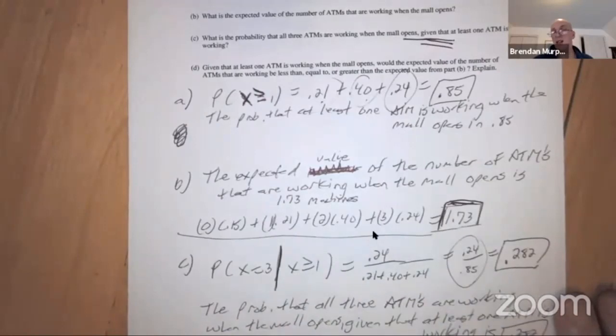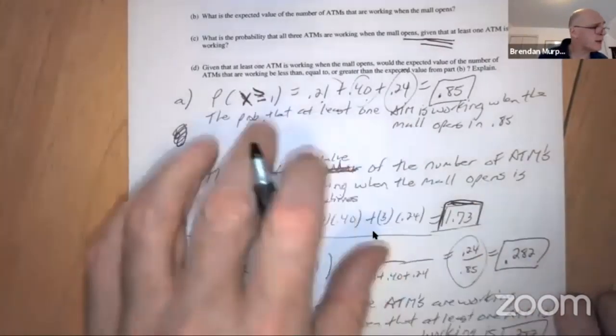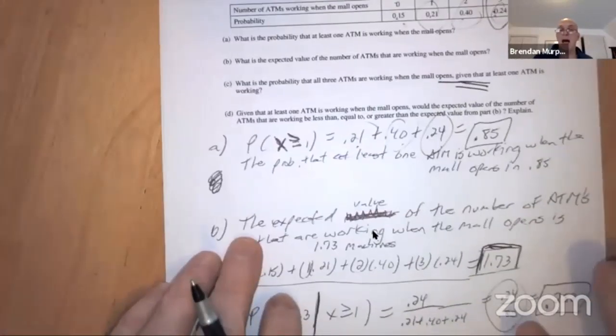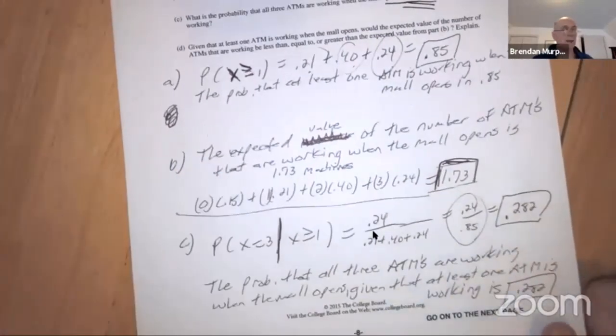0.282. That's actually lower than what my gut would have said, but it feels like these machines break often. And they said up here that they sometimes stop working and need to be repaired. So my gut said it would have been higher, but that's the numbers, that's what it is.